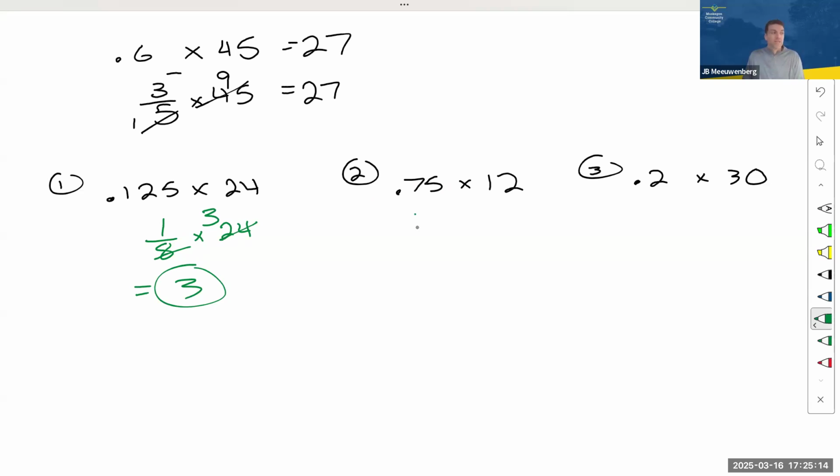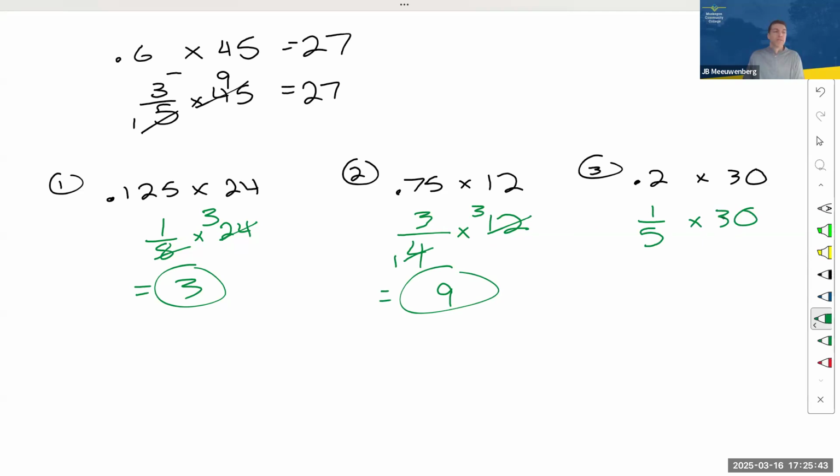0.75 as a fraction is 3/4 times 12. Maybe you notice that there's some cancellation that occurs here. 4 and 12 cancel to be 1 and 3. And 3 times 3 is 9. For this one, 0.2, do you remember the fraction equivalent for that? It's 1/5. 1/5 times 30. Well, it's the same thing as 30 divided by 5, which is equal to 6. And so there we saw, again, using fraction equivalents to do these mental calculations.